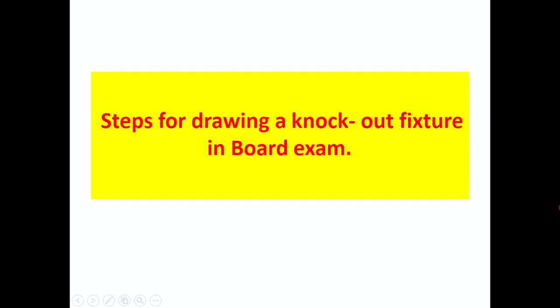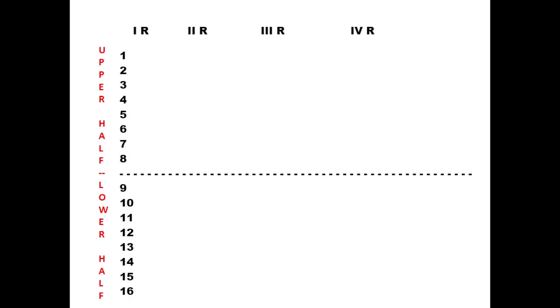Steps for drawing a knockout fixture in board exam. Once you've written down all the steps, you have to draw the fixture according to the steps. It gets very easy. Another pointer for this is that you must write all the number of teams on one sheet. Don't shift the number of teams which are remaining or which are not fitting on your page to the next page, because many times students in a hurry make mistakes, and also sometimes it gets difficult for the checker to understand what the student has written.